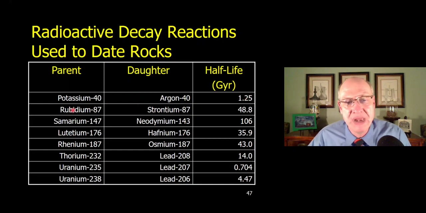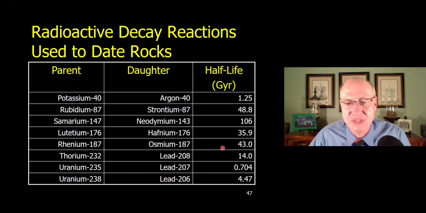There's a form of rubidium that decays into strontium with a half-life of 48.8 billion years. Samarium decays into neodymium with a half-life of 106 billion years. That's really quite incredible. The universe isn't even that old. Lutetium decays into hafnium with a half-life of 35 billion years. By the way, the universe is 13.8 billion years old. It's about 14 billion years old, but 13.8 billion years old. Remember that from the first lecture, or the second lecture.